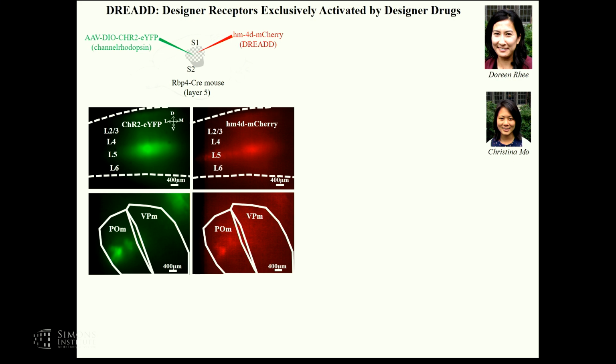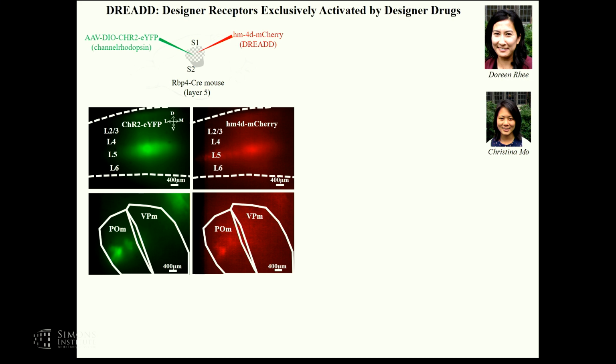To show how this works in a slice, in this case in the somatosensory system, we put the DREADD receptors and channelrhodopsin, both Cre-dependent, into S1. The channelrhodopsin is labeled with the green tag, the DREADD receptors with the red tag, and you can see that it's layer 5 cells that are taking these up. You can see their terminals, the channelrhodopsin-labeled terminals, and the DREADD terminals in the higher order relay. You don't see them in the first order relay because layer 5 doesn't project there.